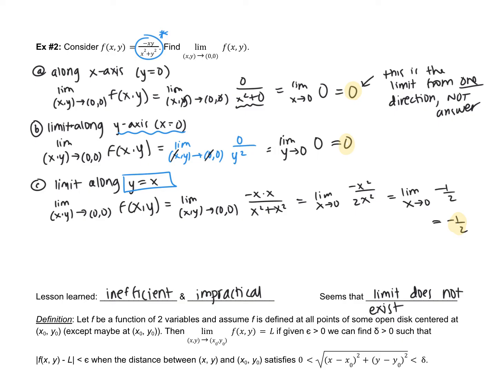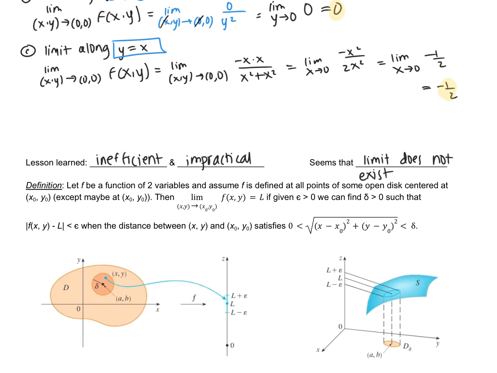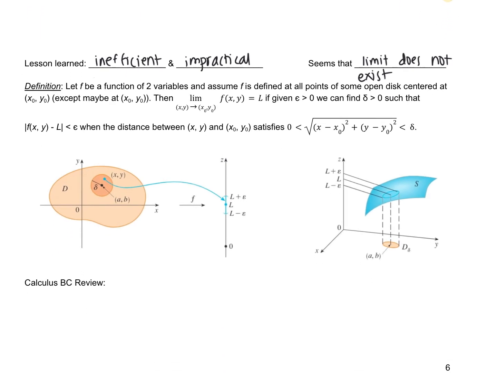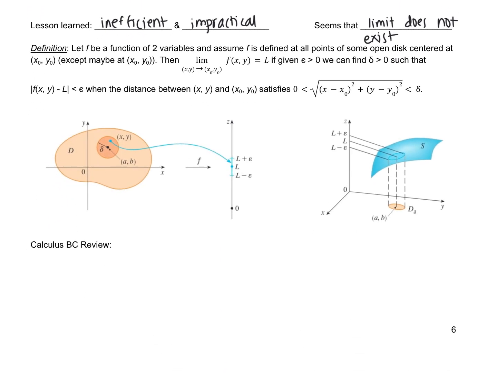Okay, so what we're going to do at this point, before we look at some more examples and talk about whether or not the limit exists, we are going to look at the formal definition of a limit, similar to probably what you did in Calc BC. So let f be a function of two variables and assume that f is defined at all points of some open disk centered at (x0, y0), except maybe that point.